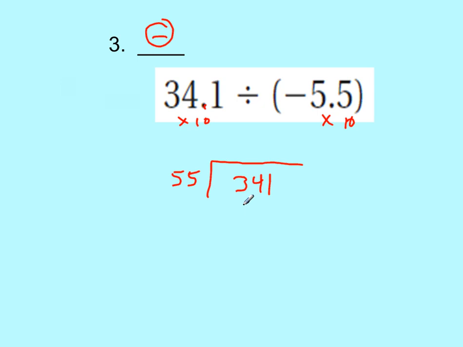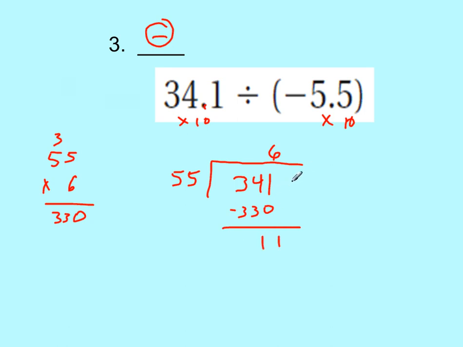So we've got to figure out how many times 55 goes into 341. Well, 50 times 6 is 300. So 6 looks like a good place for me to start. So I'm going to multiply by 6. I get 0, carry my 3, and this will be 330. Pretty close. Then we'll put the 6 above the 1, the last digit of 341. I'm going to subtract 330. That's going to give me 11.